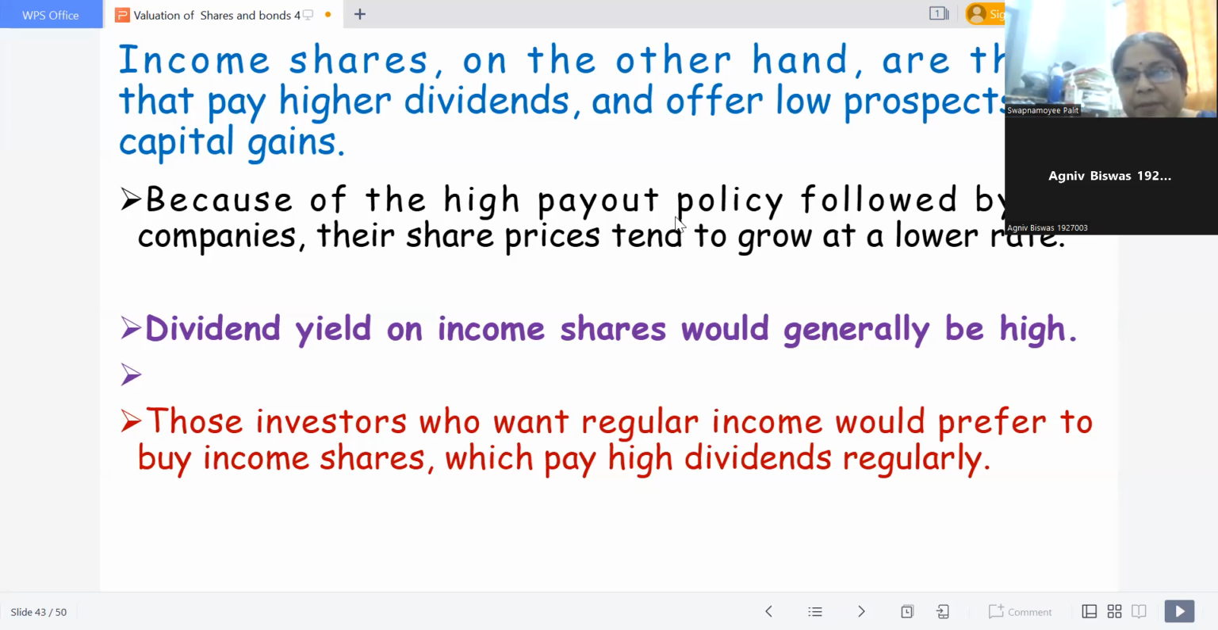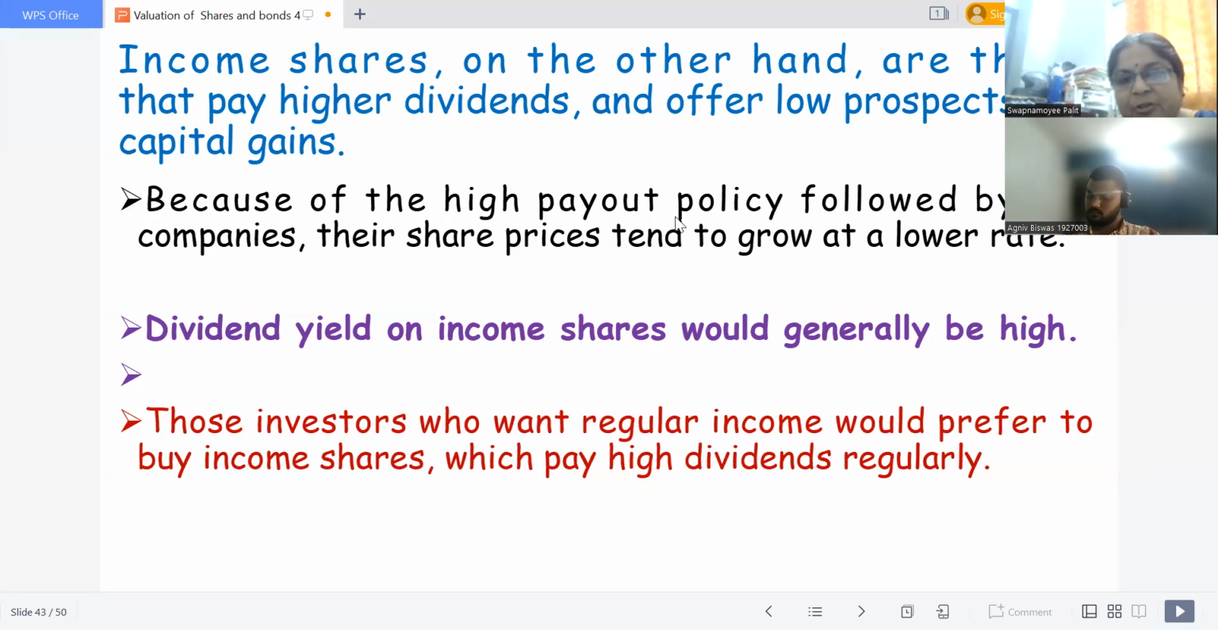They will not see much growth in their future prices because of a high payout policy followed by the companies.